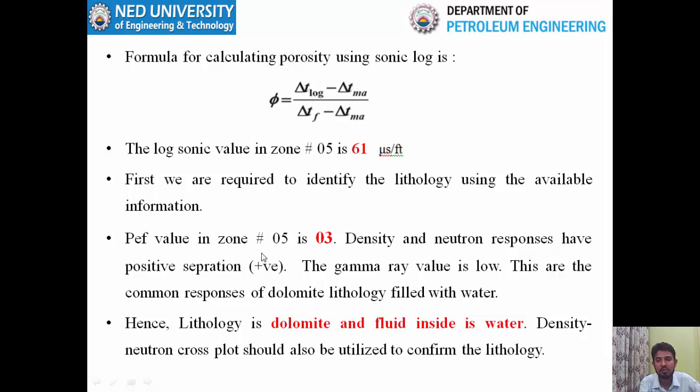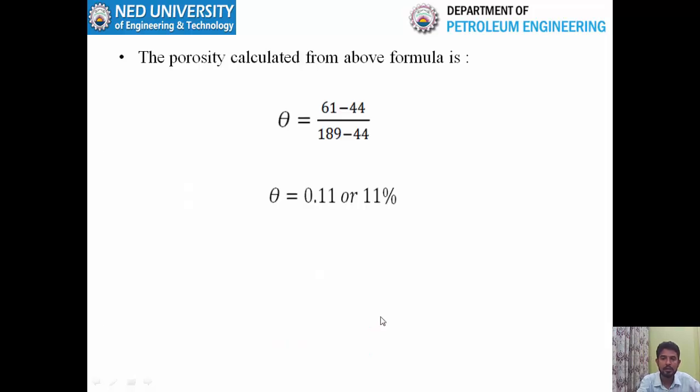PEF value in zone number 5 is 3. Density neutron responses show that you have positive separation. The gamma ray log value is low, and these are the common responses of dolomite lithology filled with water. So the lithology is dolomite and the fluid is water. So you read delta T matrix and delta T fluid for dolomite and water.